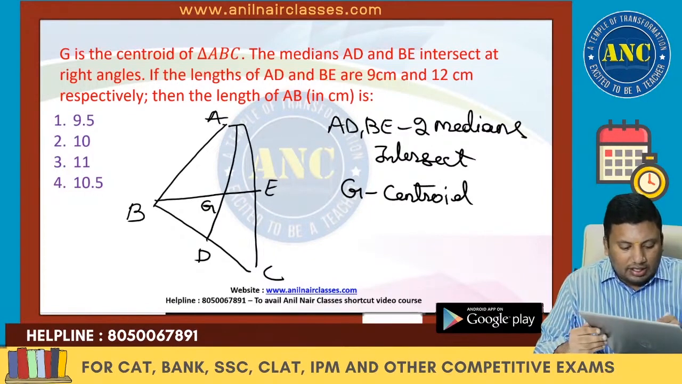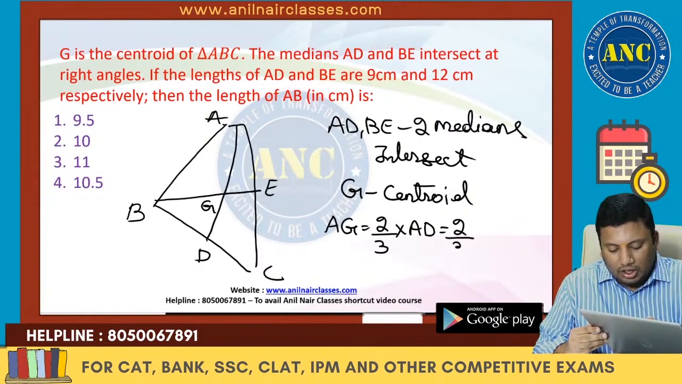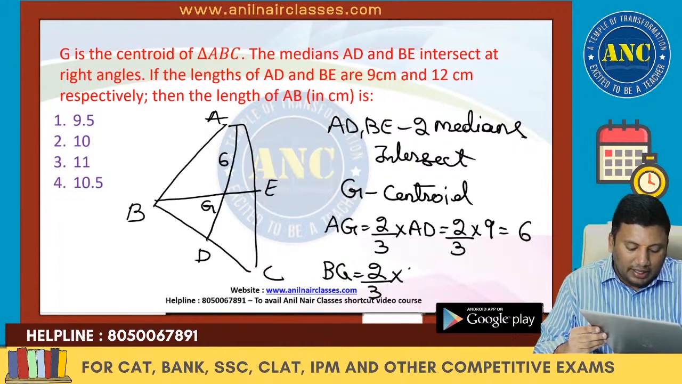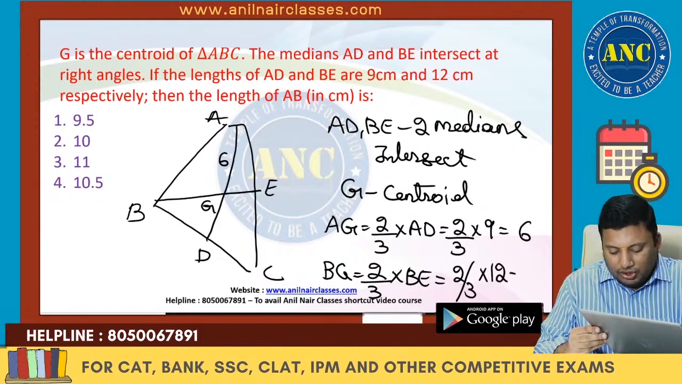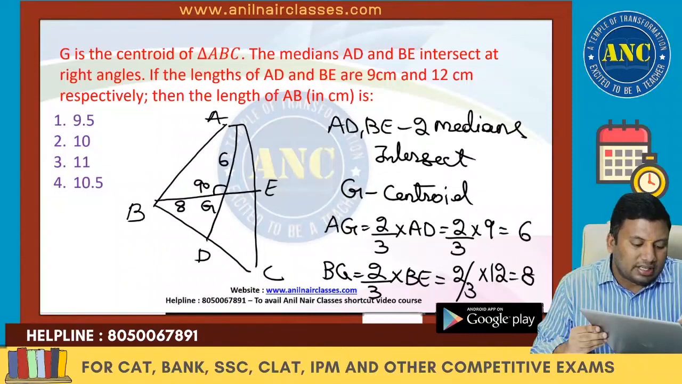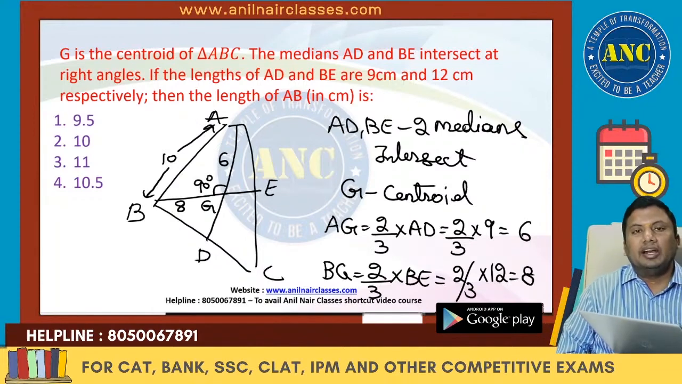Now see here, if it is a centroid, AG is 2/3 of AD, which is 2 by 3 of 9, which is 6. BG is 2/3 of BE, which is 2 by 3 of 12, which is 8. They both intersect at 90 degrees. So this value is 10. I hope the idea is clear.